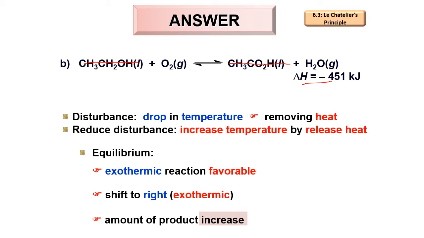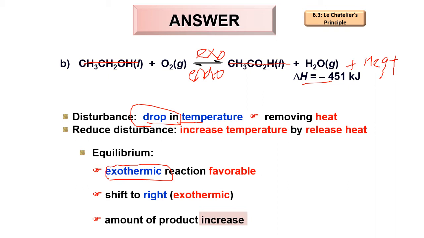Negative again, so it releases heat, exothermic. So heat is on the product side. The forward reaction is exothermic, and the reverse reaction is endothermic. If there is a drop in temperature, heat is removed, so we will try to increase the temperature by releasing heat. Since it is a drop in temperature, the exothermic reaction is favorable. Exothermic means the equilibrium position will shift to the right. When shifted to the right, the concentration of H2O increases, which means the amount of product increases.